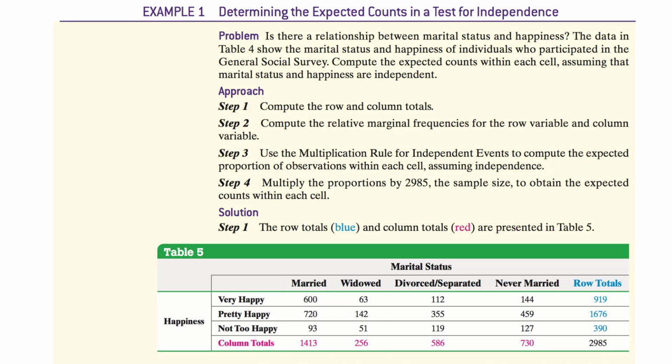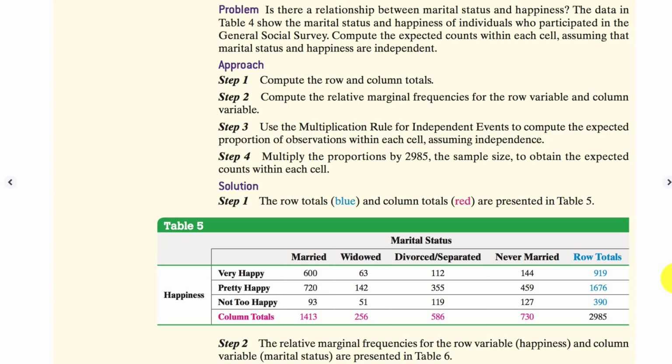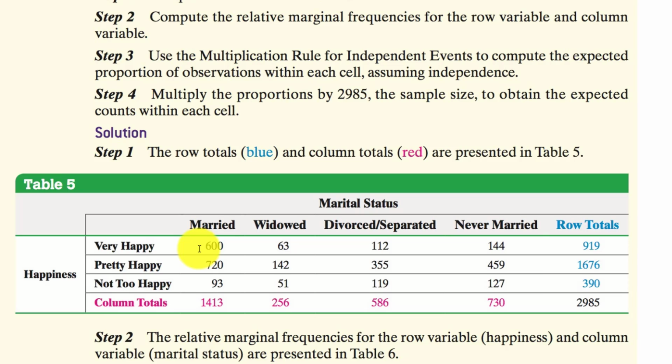I would strongly encourage you to read this portion of the example carefully in the text. It would make a lot more sense if you have it in front of you. What we're looking at here is how to obtain those expected counts. If you remember, we're assuming that we have independence. So, for example, if you're looking at this first cell right here, and you want to know the expected count for very happy and married, what you need to know is the probability of being very happy, the probability of being married, and then scale it so that it matches the sample size.